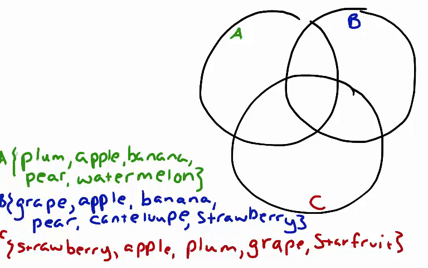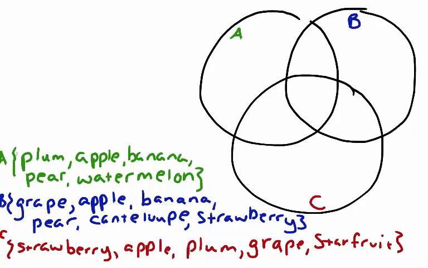The first thing I'll do is to look through each of my lists, A, B, and C, and see if there are any elements that are shared by all three sets. So when I read through the first list, I have plum, apple, banana, pear, watermelon. For list B, I have grape, apple, banana, pear, cantaloupe, and strawberry. For set C, I have strawberry, apple, plum, grape, and starfruit.